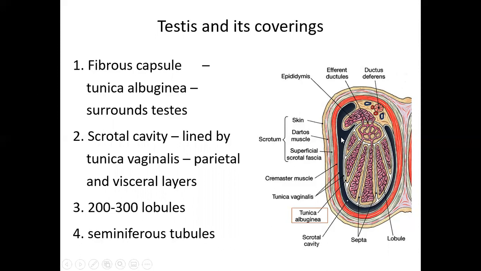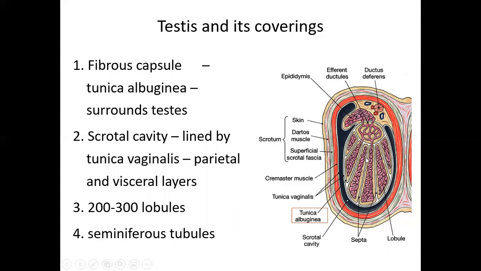And then we also have the scrotal cavity. This scrotal cavity is lined by the tunica vaginalis. We have the parietal layer and the visceral layer. And then we have 200 to 300 lobules.